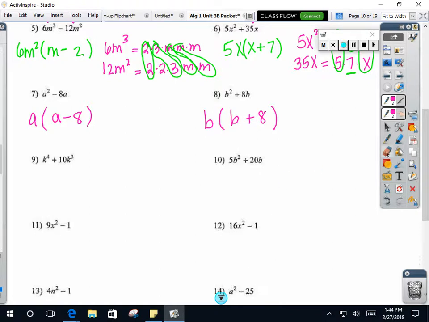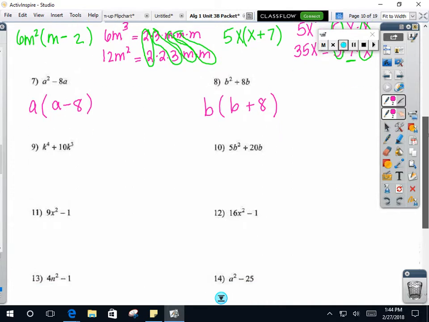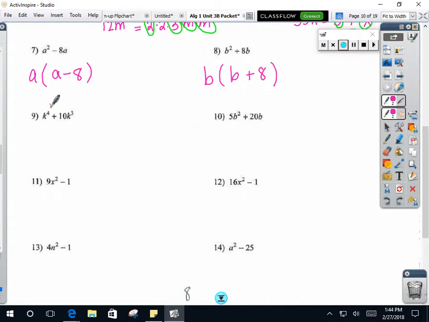All right, number 9. Okay, for number 9, out of k fourth and 10k cubed, they have k cubed in common. They both have at least 3 k's in them. And then that leaves k plus 10.